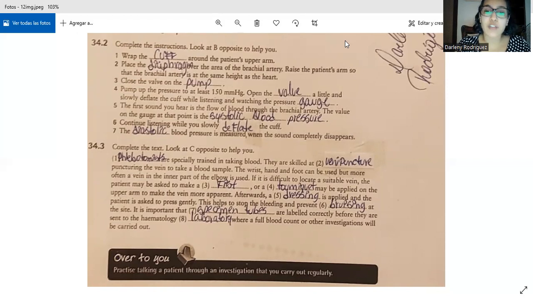Afterwards, a dressing is applied and the patient is asked to press gently. This helps to stop the bleeding and prevent bruising at the site. It is important that specimen tubes are labeled correctly before they are sent to the hematology laboratory, where a full blood count or other investigations will be carried out.